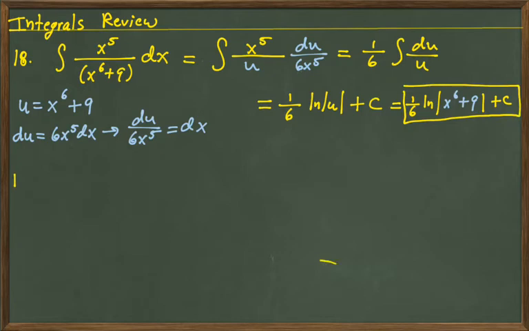Now, technically you do not need the absolute value because x to the 6 plus 9 is guaranteed to be positive. The domain of a logarithm is all positive numbers. It's a happy creature, it doesn't like being fed anything negative or zero. It doesn't hurt it if you leave the absolute value in either.